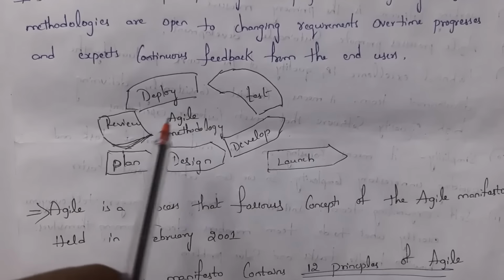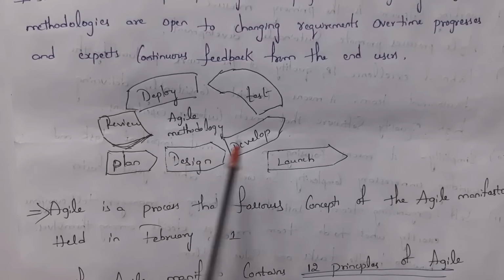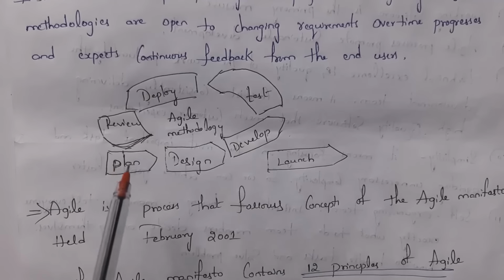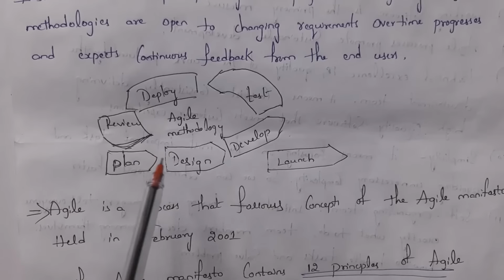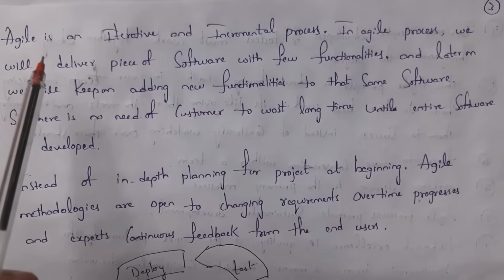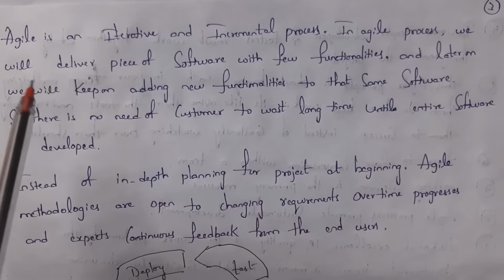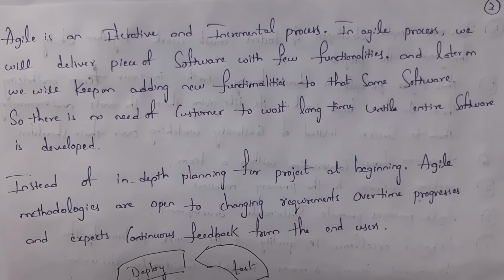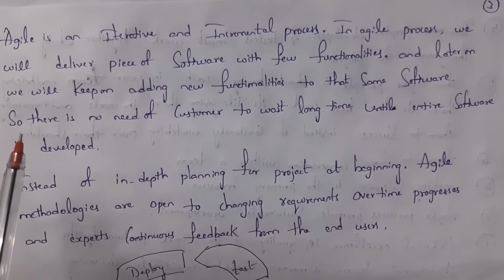So this is the diagram. It will run like a loop. For example, for the first feature, it will plan, design, develop, test, deploy, review, and then it will launch. And similarly again for new features, again plan, design, develop, test, deploy, review and launch. So this is the iterative process. In the agile process, we will deliver a piece of software with few functionalities and later on we will keep on adding new functionalities to that same software. So there is no need for the customer to wait a long time until the entire software is developed.